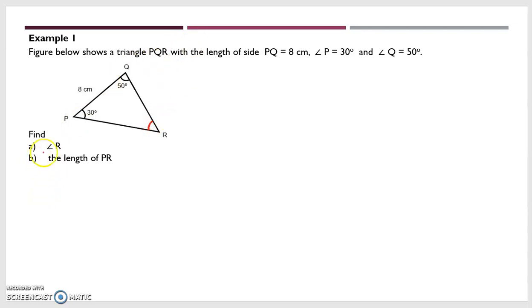As we all know, the angles inside a triangle add up to 180 degrees. So angle R will be equal to 180 minus 30 minus 50 degrees. So our angle R is 100 degrees.